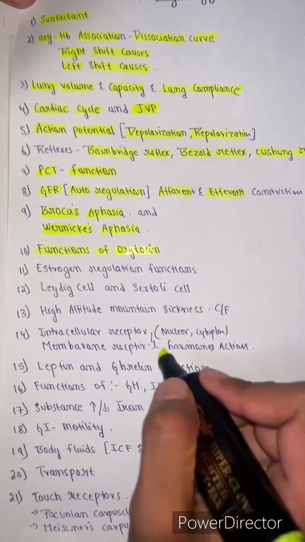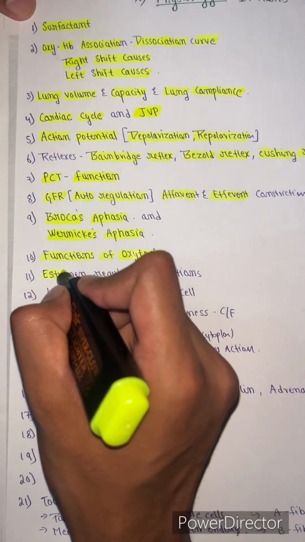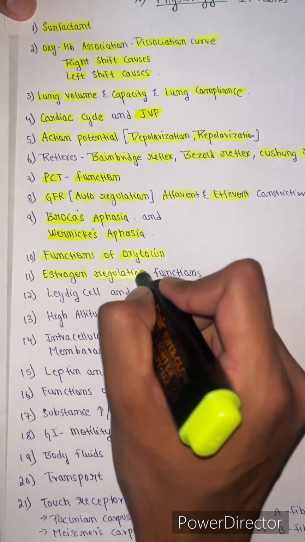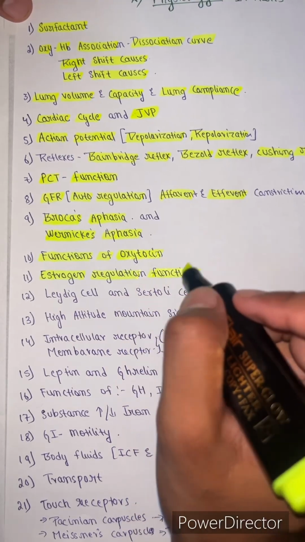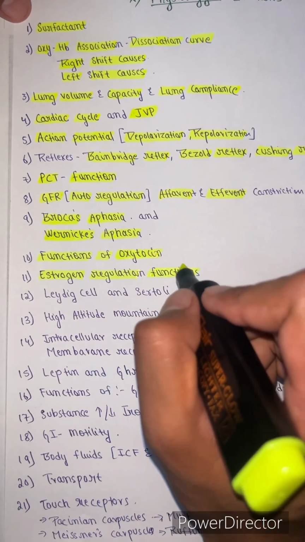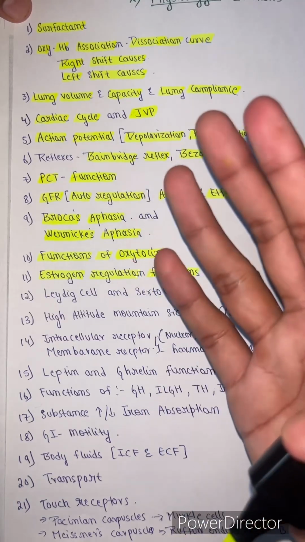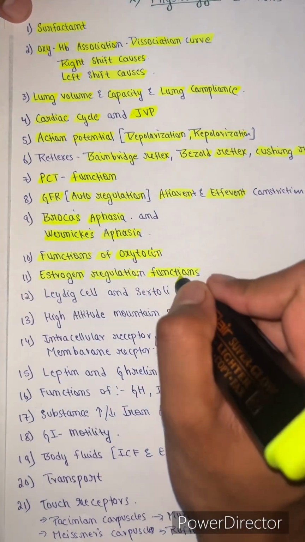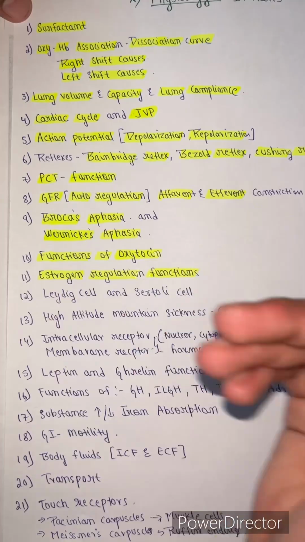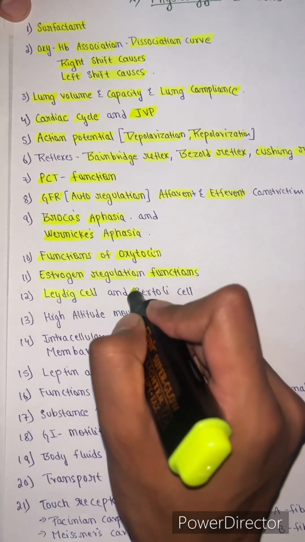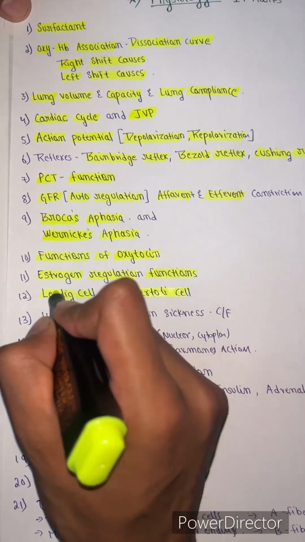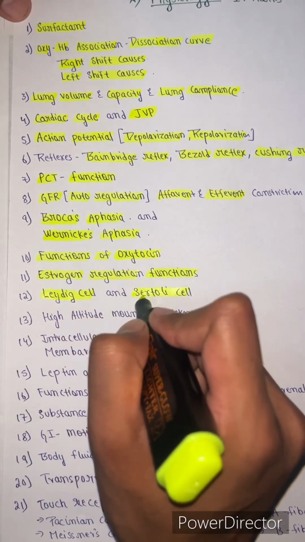Now we have estrogen regulation and function. This also you should know very well, because in one of the exams, I guess it's 2022, they asked 3 questions in the same exam on estrogen regulation and function. So know this. Next we have Leydig cell and Sertoli cell. Which hormone each of these cells secretes and its action, you should know very well.